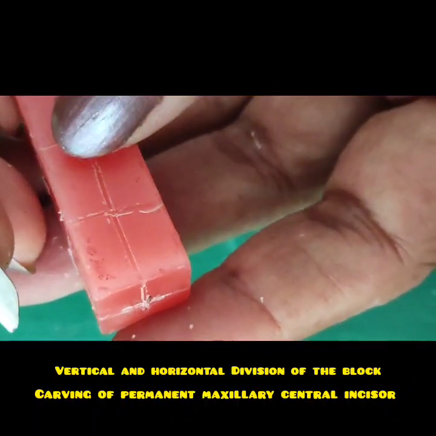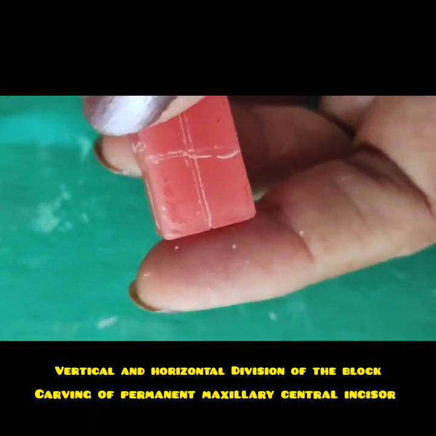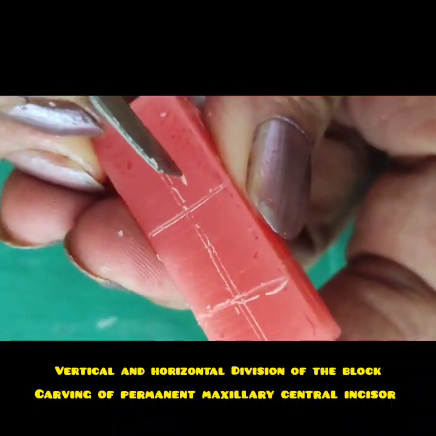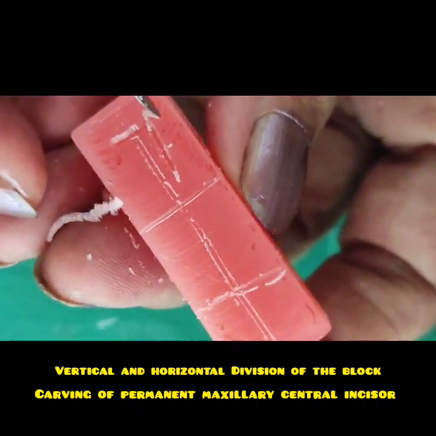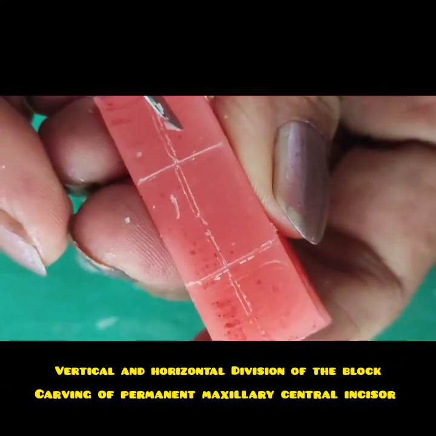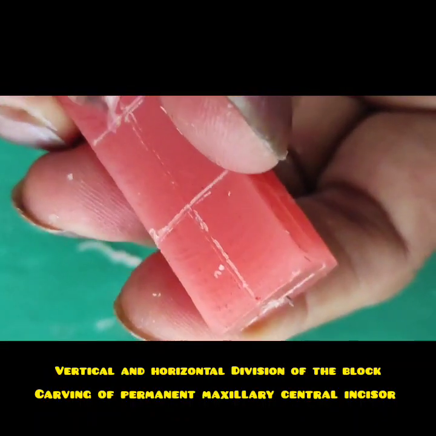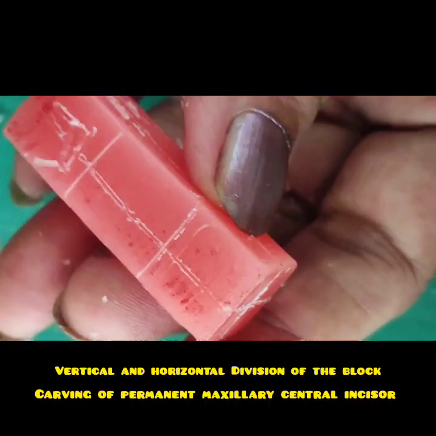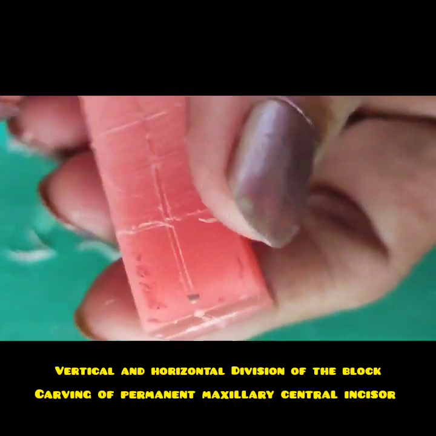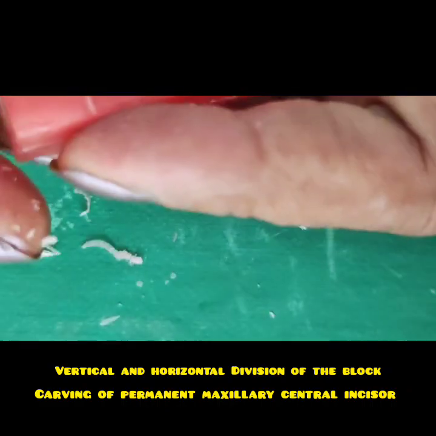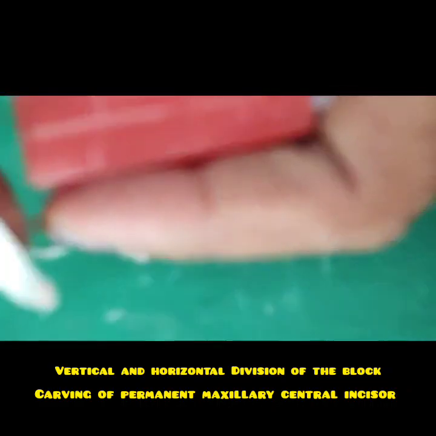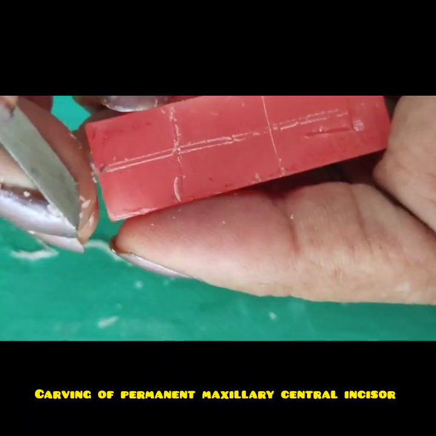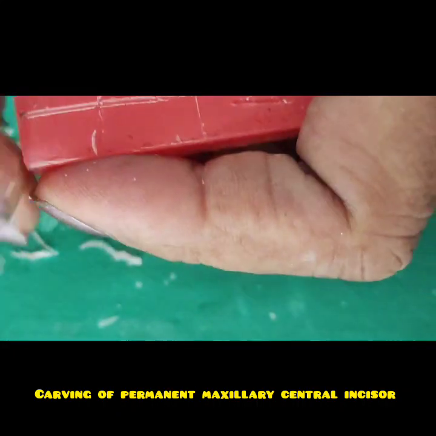Now let us start with the labial surface. What I'll do is label all the surfaces. If it is labial, then the opposite will be palatal, then mesial and distal. You all must have seen this carving on my YouTube channel, so today I'll show you all the steps very quickly.